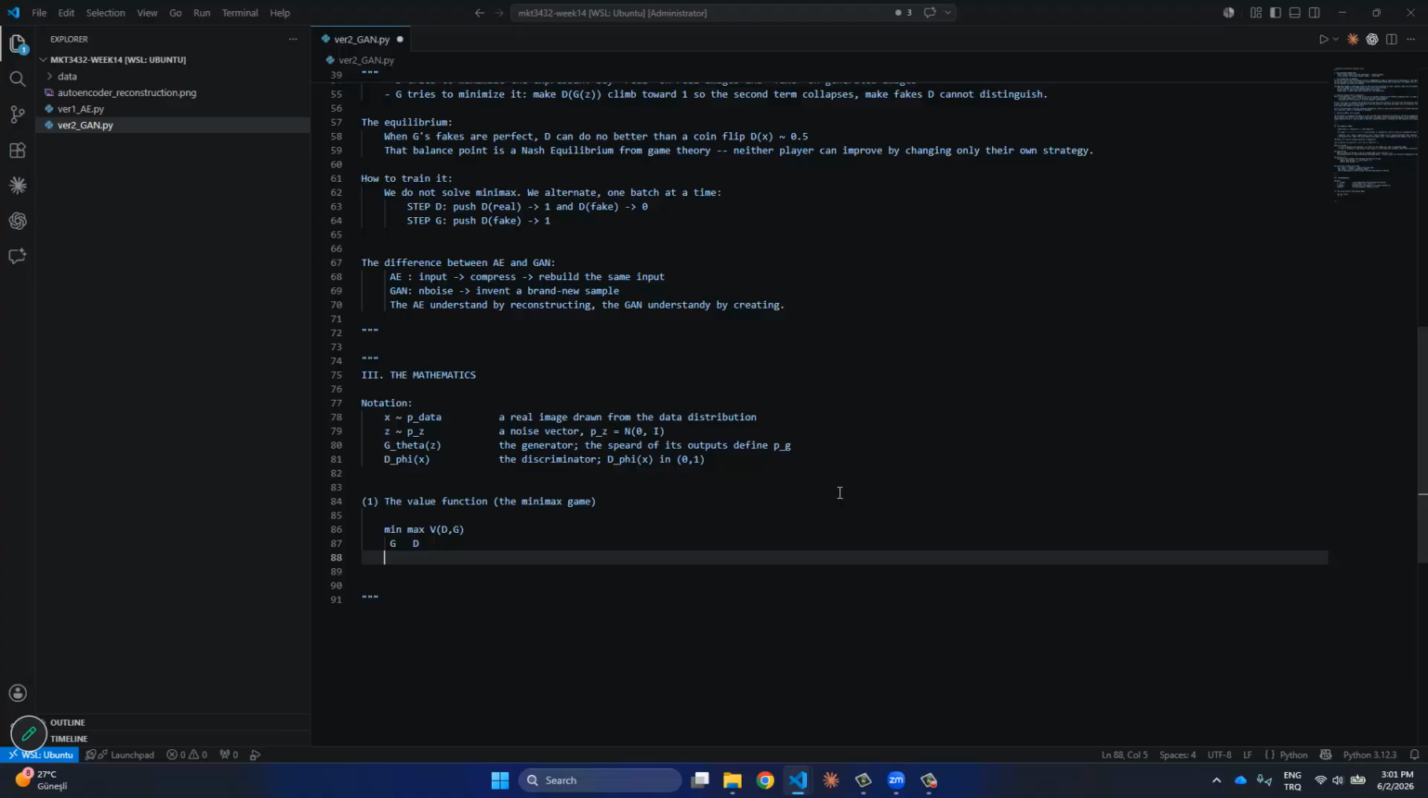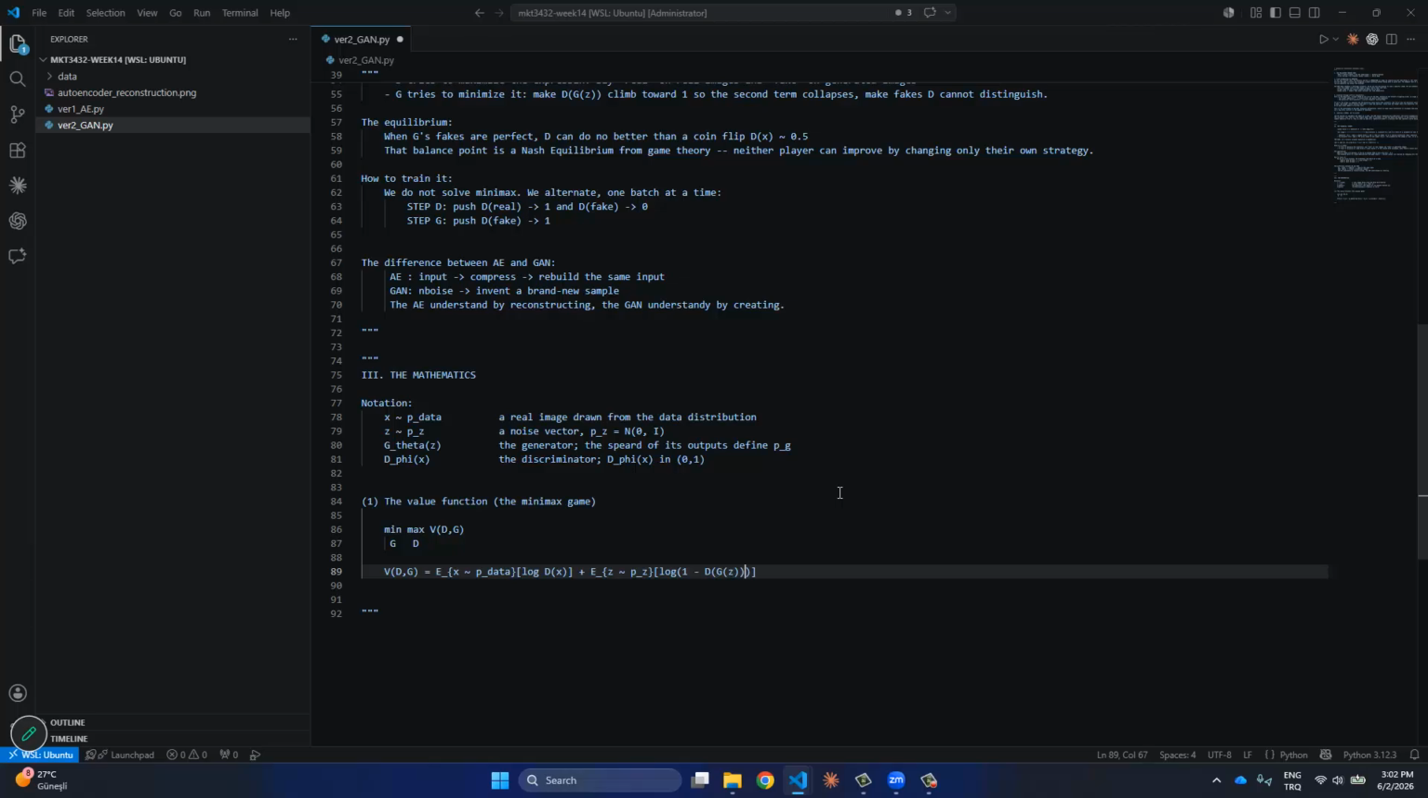And so what is the exact representation of these terms? V(D, G) is equal to the expected value of x drawn from the data distribution, which is given here, of log D(x), plus the expected value over z, this is the random vector, drawn from the P_z distribution in here, of log(1 minus D(G(z))).